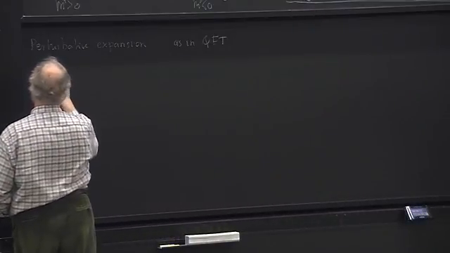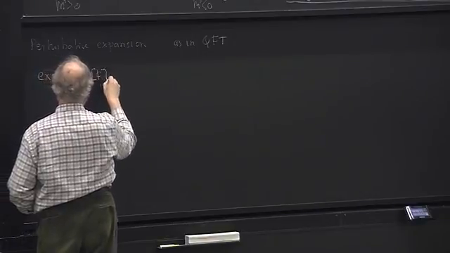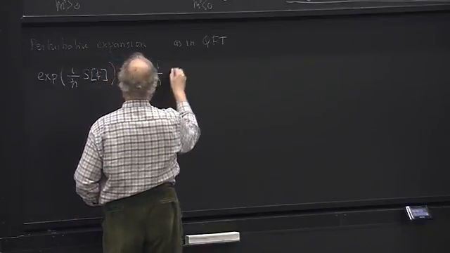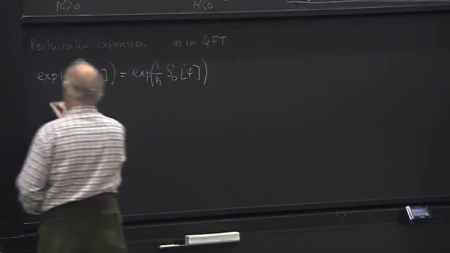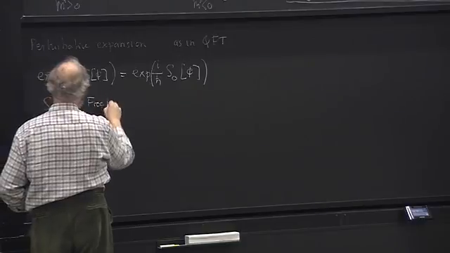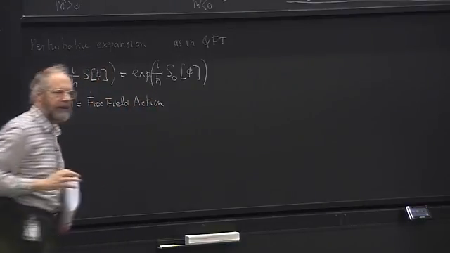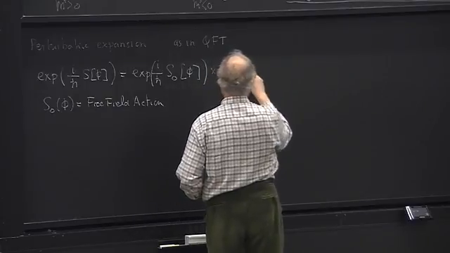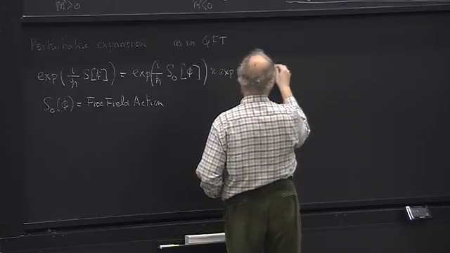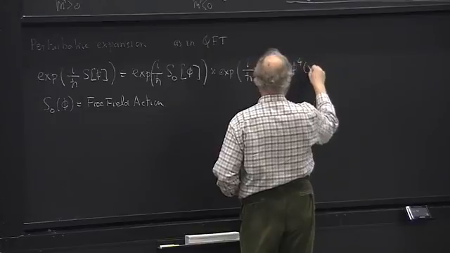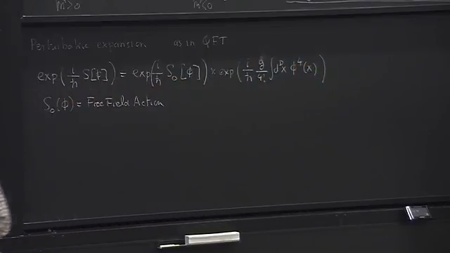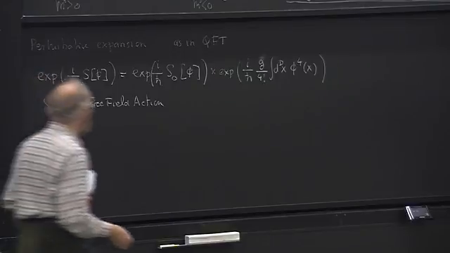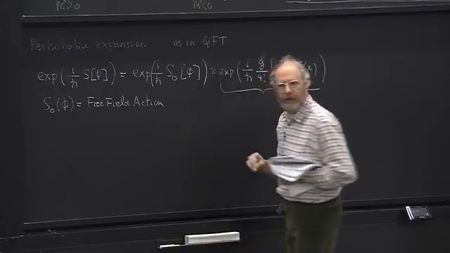We simply write exponential of i over h bar S of phi as exponential of i over h bar S0 of phi, where S0 of phi is the free field action, I don't rewrite it, this is just the action here, times exponential of i over h bar g over factorial 4 integral over space-time of phi^4 of x. So instead of expanding the exponential of a Hamiltonian, of an operator, I'm expanding the exponential of an action, but that's exactly the same idea. And then, of course, this last term we expand in powers of g.